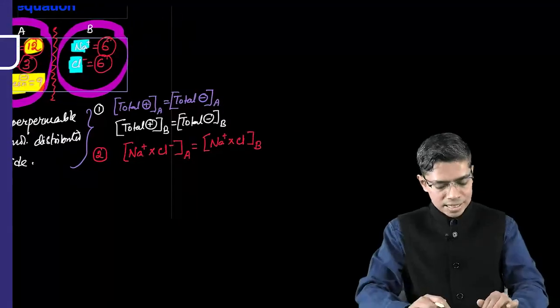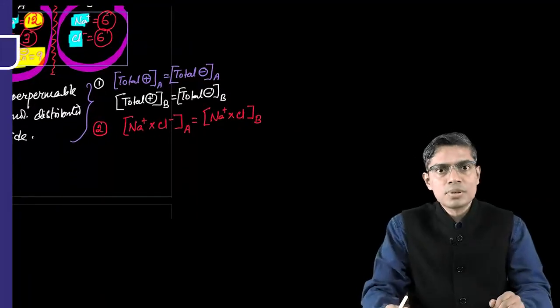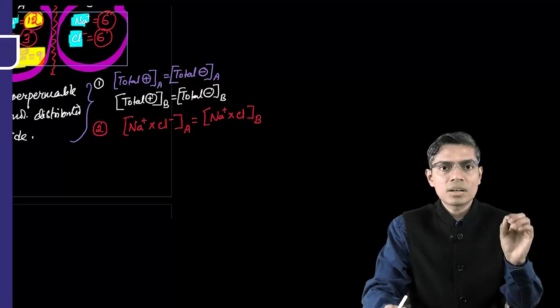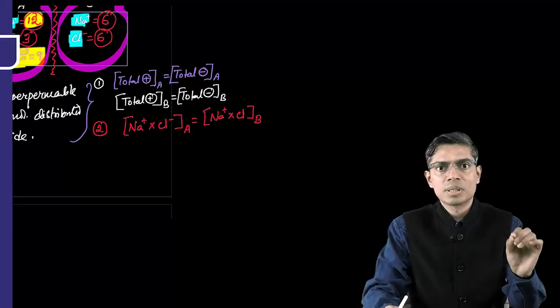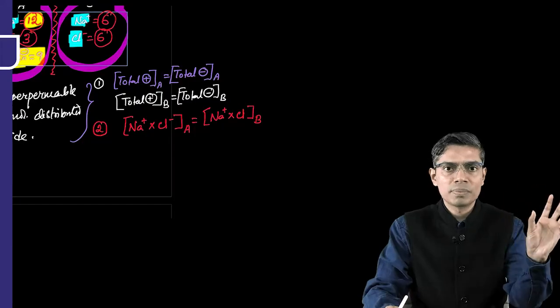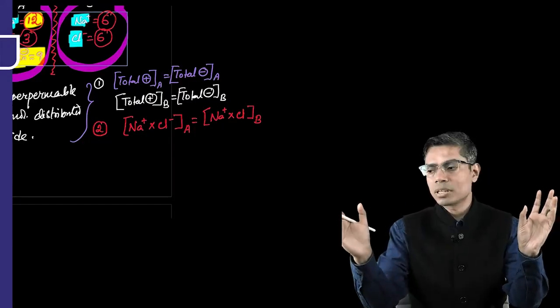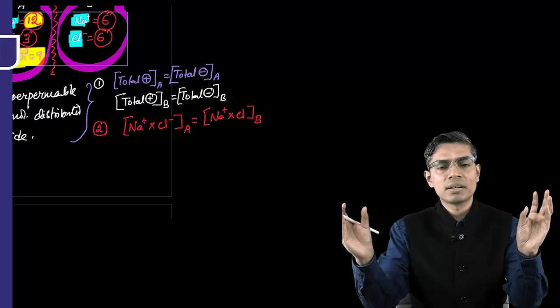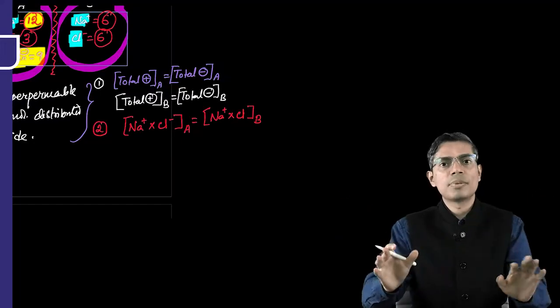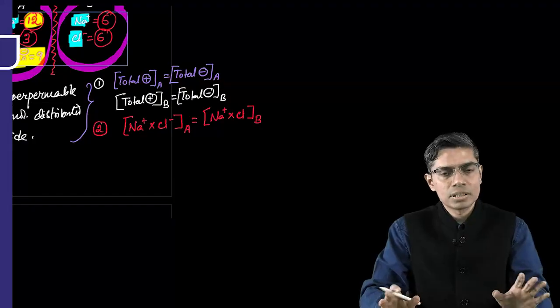That is also equal. So the second equation, according to Gibbs-Donnan, says that the product of the concentration of the permeable ions on compartment A is equal to the product of the concentration of permeable ions on compartment B. So this is only for the permeable ion product, not the impermeable.